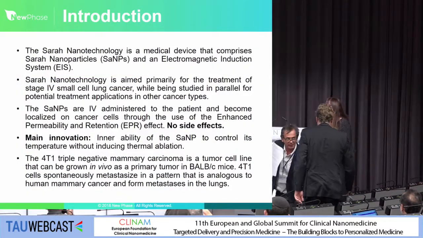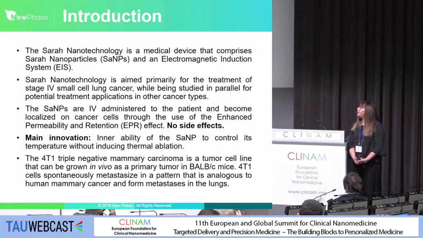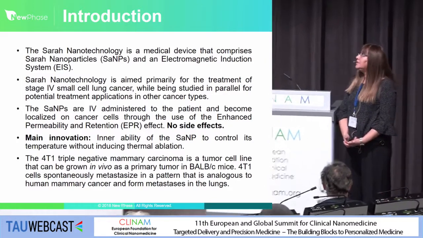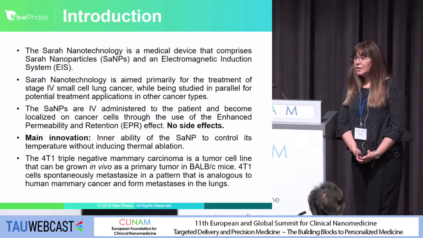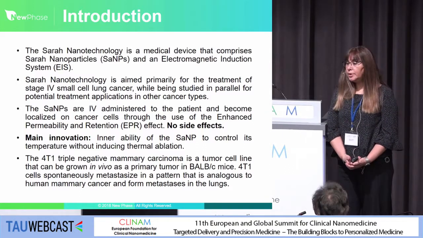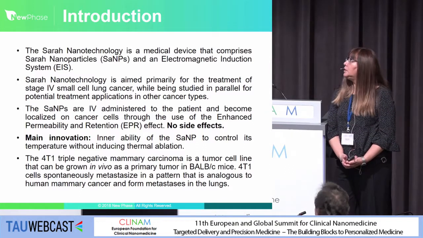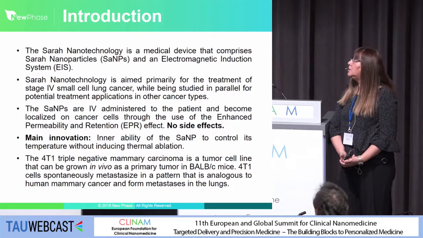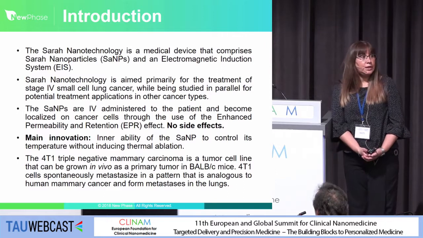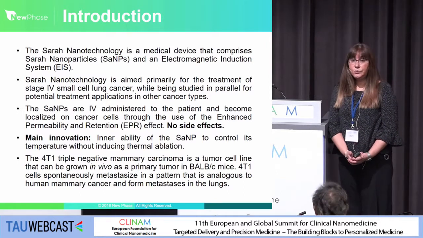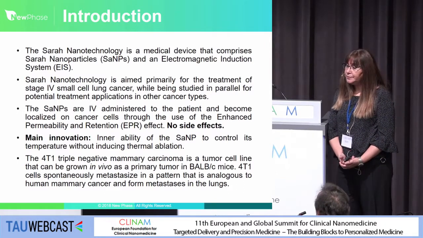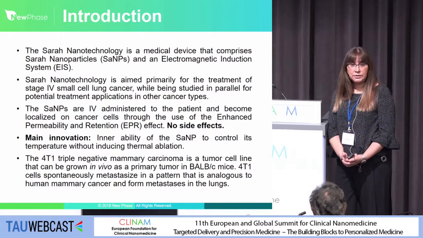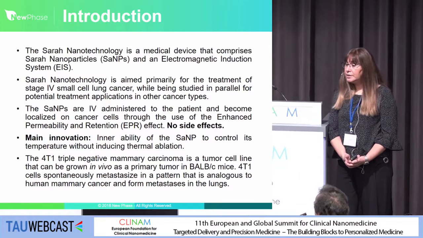So, good afternoon. I'll be starting with a brief introduction on Sarah nanotechnology, which was designated as a medical device that comprises Sarah nanoparticles and an electromagnetic induction system. Sarah nanotechnology is aimed primarily for the treatment of stage 4 small cell lung cancer, but we are also studying potential treatment applications for other cancer types.